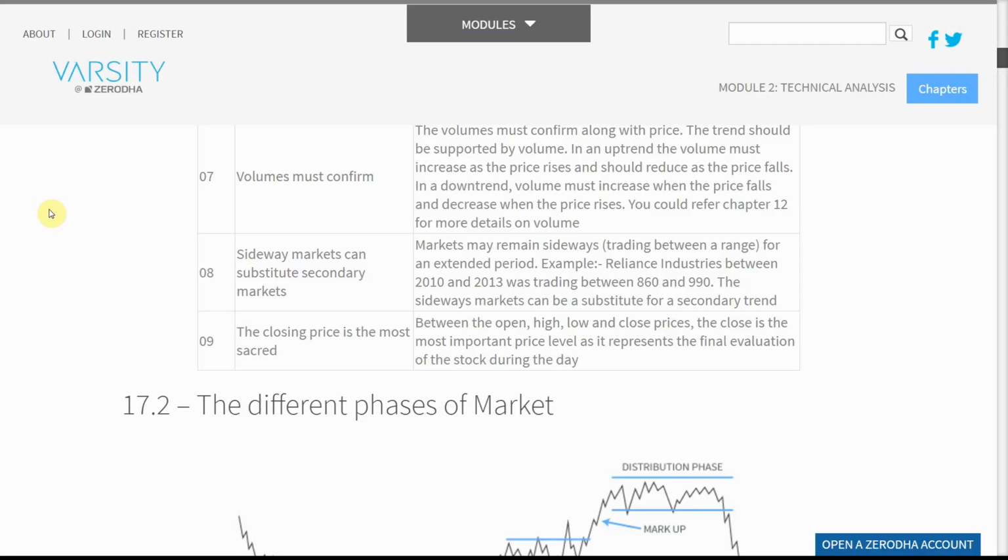09. The closing price is the most sacred between the open, high, low and close prices. The close is the most important price level as it represents the final evaluation of the stock during the day.